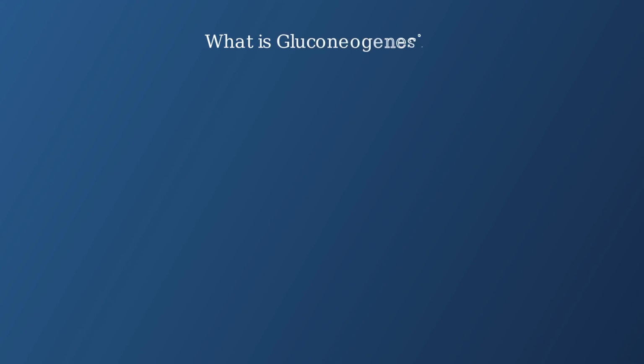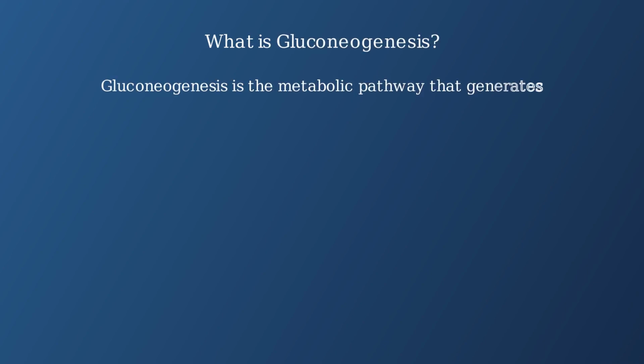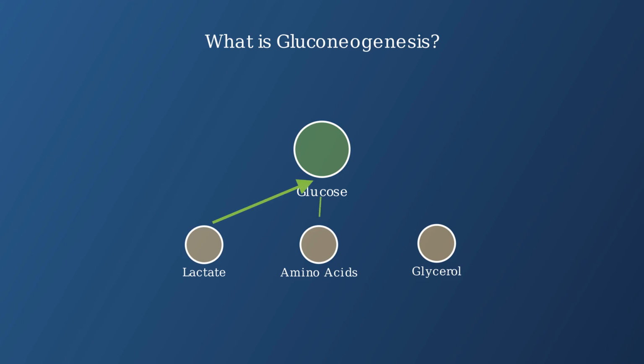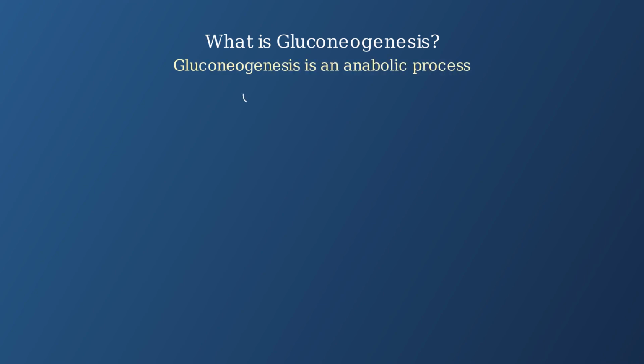What is gluconeogenesis? Gluconeogenesis is the metabolic pathway that generates glucose from non-carbohydrate carbon substrates. These non-carbohydrate substrates include lactate, amino acids, and glycerol, which can be converted into glucose when needed. Gluconeogenesis is an anabolic process, which means it builds up new molecules rather than breaking them down.